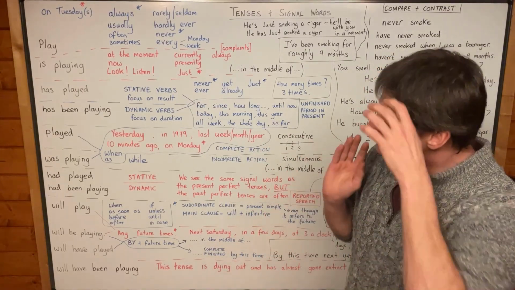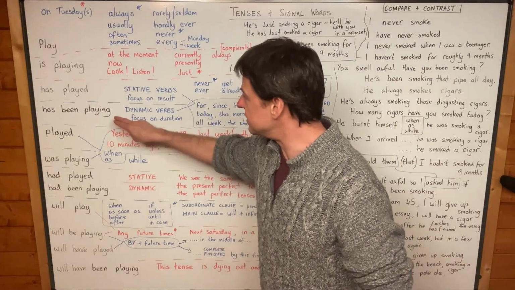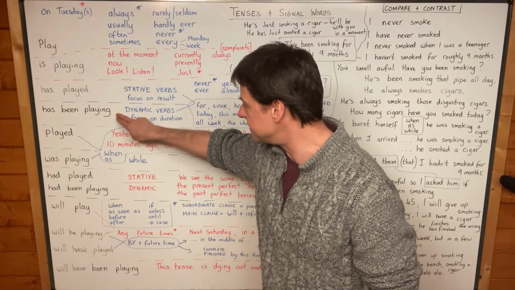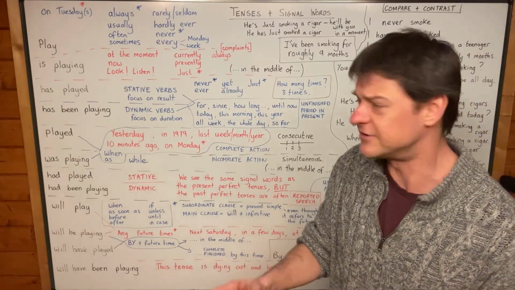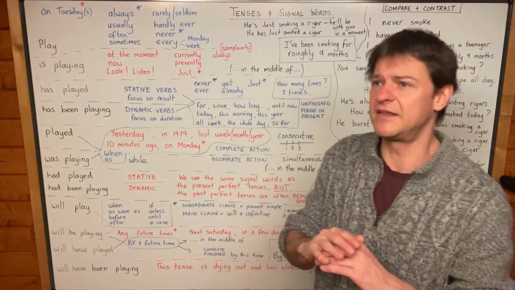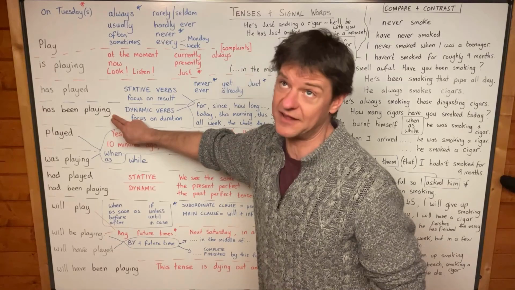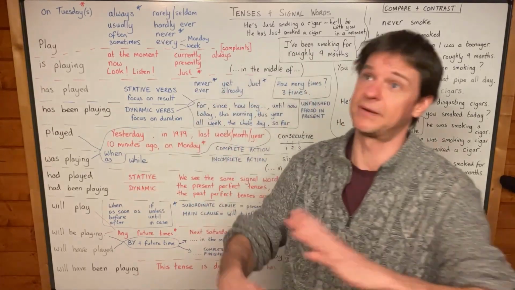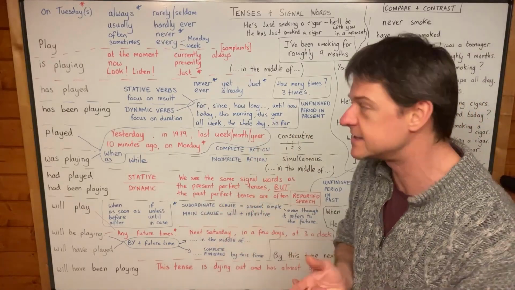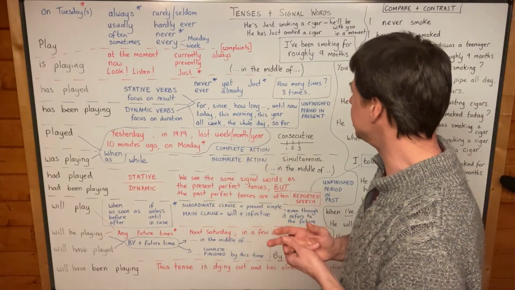Okay, and so do remember that some of the tenses, for example, present perfect continuous and past perfect continuous, are much rarer than the others. Okay, that is the rarest aspect. This has been playing, had been playing, and will have been playing is almost extinct. Yeah, it's almost disappeared from the language.